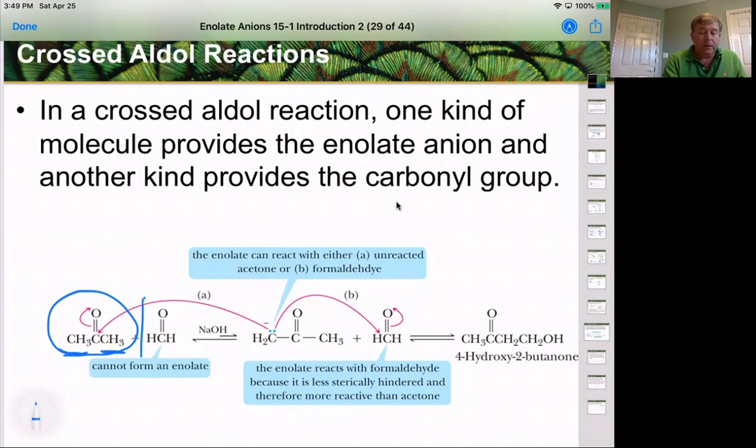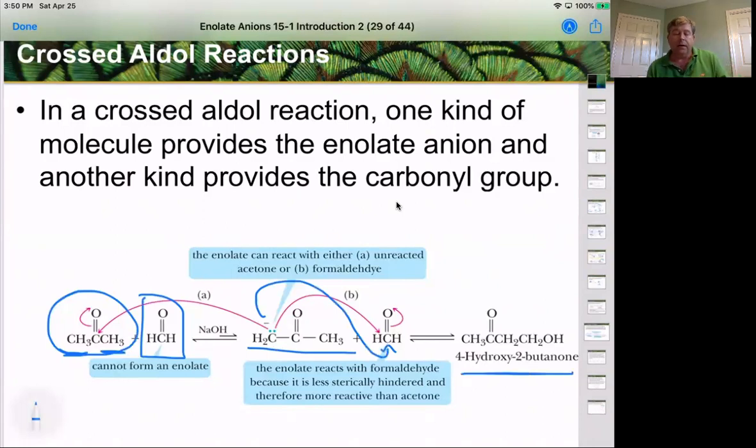Okay. If we look at the next compound over here, this is formaldehyde. Notice it has no carbons attached to that carbonyl. Therefore, there are no alpha carbons and no alpha hydrogens, meaning it cannot form an enolate. So the only thing that can happen when we add base to the system is that this forms an enolate. This enolate can then react with this carbonyl compound to give you your hydroxy carbonyl compound.